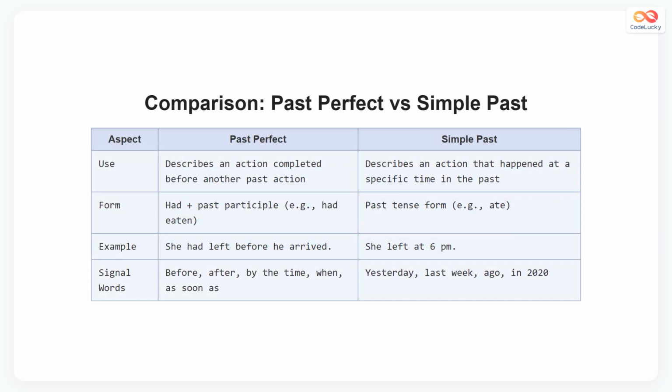Past perfect is used for actions completed before another past action. Simple past is used for actions completed at a specific past time. Past perfect uses had plus the past participle, while simple past uses the regular past form or irregular past form of the verb. Signal words like before and after can help identify which tense to use.